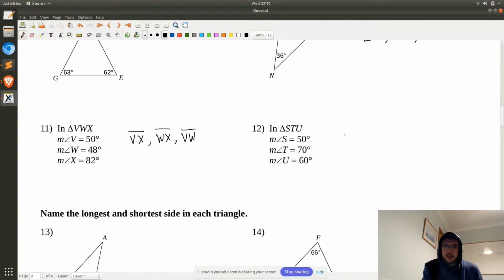In the triangle STU, the shortest side must be TU, followed by the side ST, followed by the side SU.